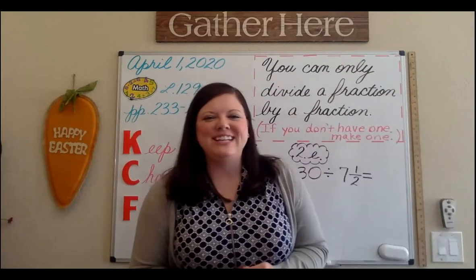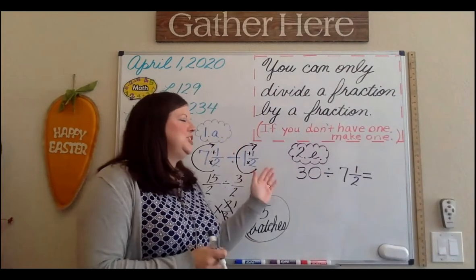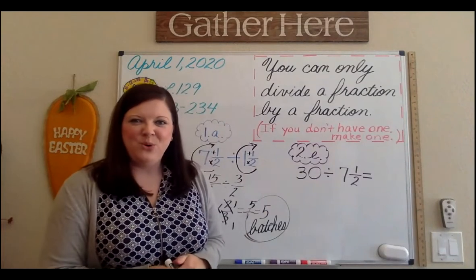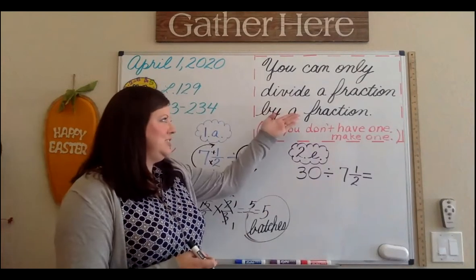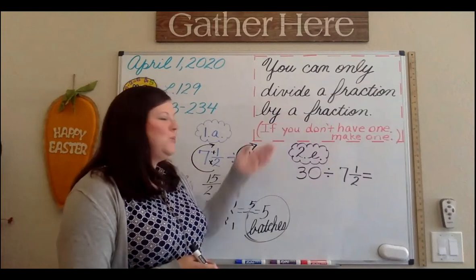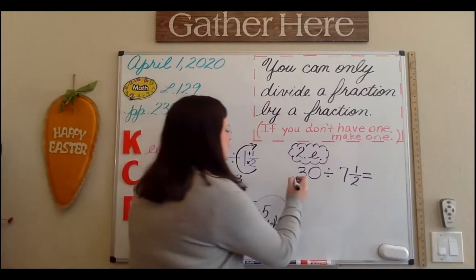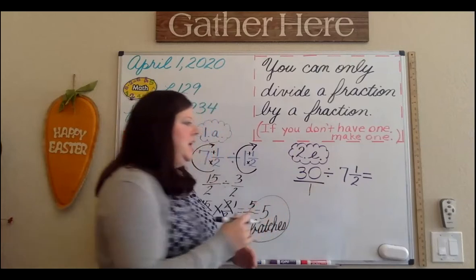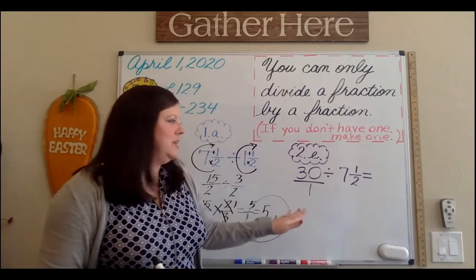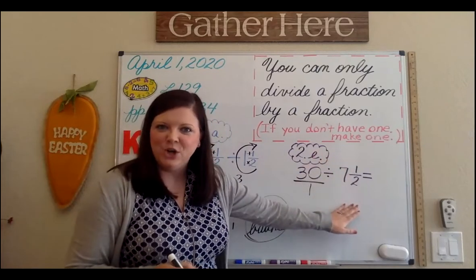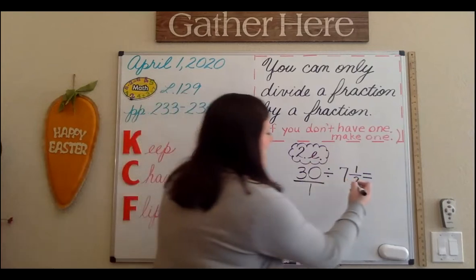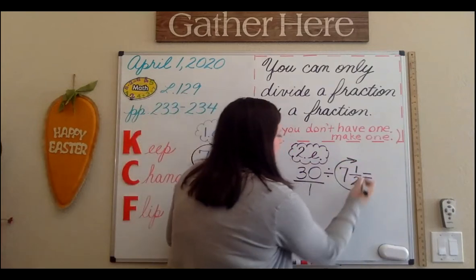Okay, let's go ahead and look at section 2. Section 2, letter E. Remember our rule, we can only divide a fraction by a fraction. If we don't have one, make one. 30/1. Okay, so we have a fraction over here, but do we have a fraction for our divisor? No, we do not. Let's do our backward C. That means keep.